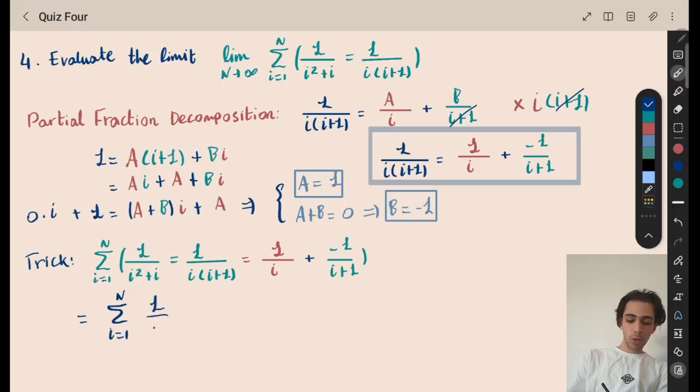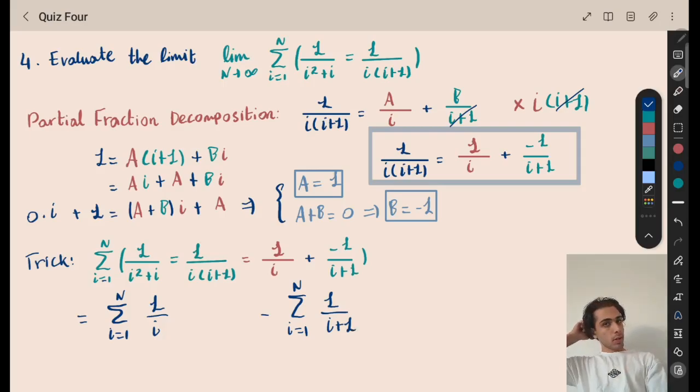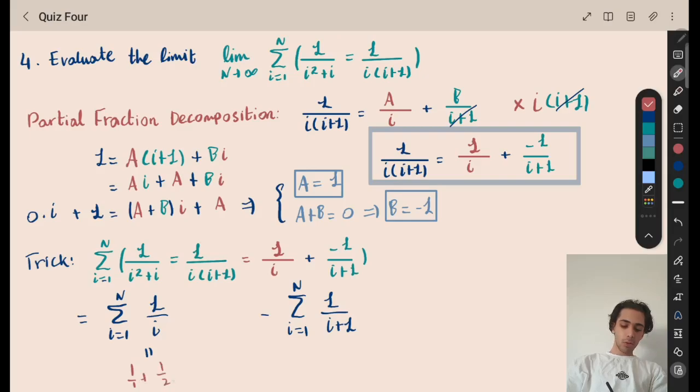So the first sum would be of 1 over i, and the second sum would be, well, it's negative, so I'll put the minus here, and it's going to be 1 over i plus 1. And then let me ask you a question. How does this sum look? It looks like 1 over 1 plus 1 over 2 plus 1 over 3, and so on and so forth, actually until 1 over n. We're taking n to infinity, but it's finite for now, okay? It's not an infinite sum right now because we haven't taken the limit.